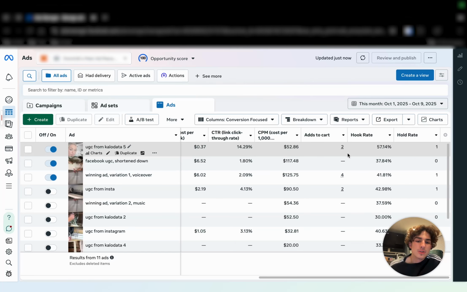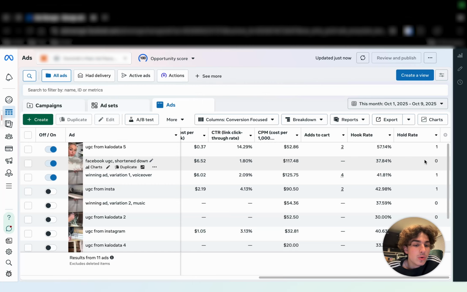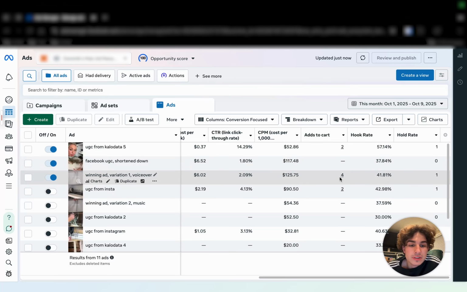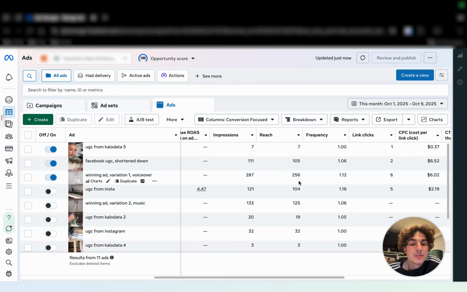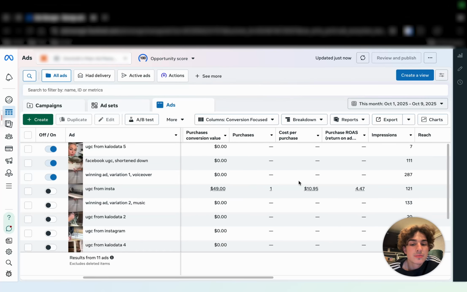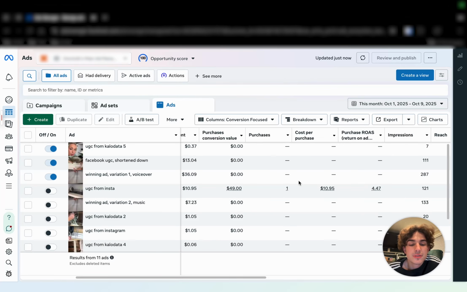So look at the add to cart, see if there's any value, any high perceived value. And then you'll see the hook rate and the hold rate. Now, I should also add that if your add to cart rate is maybe higher on here, like for example on this one, but you don't have that many purchases, like this got 4 add to carts, but how many purchases? Ooh. 1 purchase. It's like, ugh.